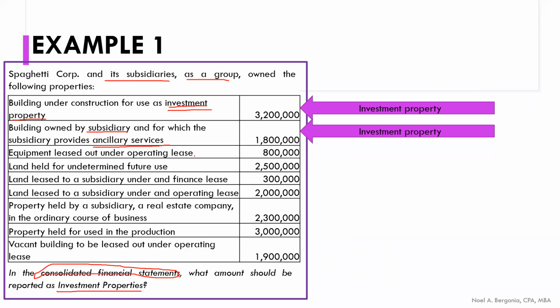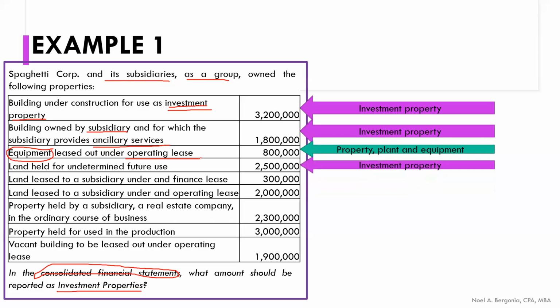Next would be equipment leased out under an operating lease. So please take note, class, that this asset is equipment. So it's not found under the definition of investment property, okay, but it is subjected to an operating lease. So we will classify that as property, plant, and equipment. So you will be discussing that further under IFRS 16. Okay? Next would be land held for undetermined future use. So kanina, 'di ba, we have mentioned that it will be classified as investment property kasi undetermined yung future use.